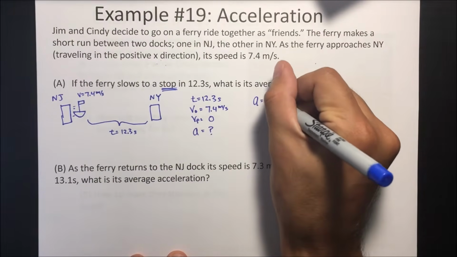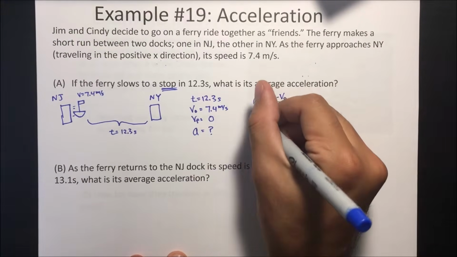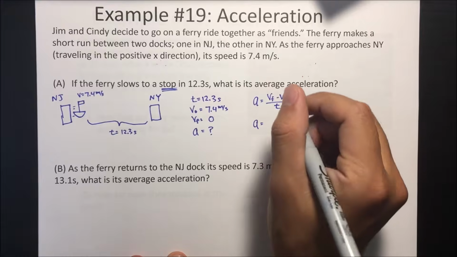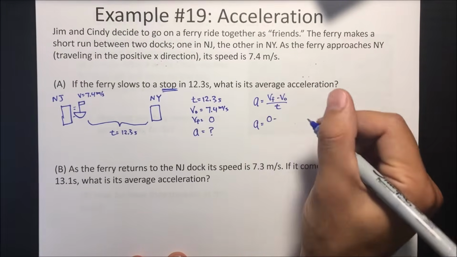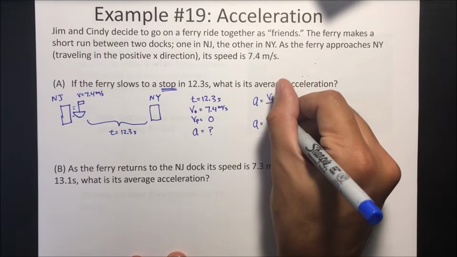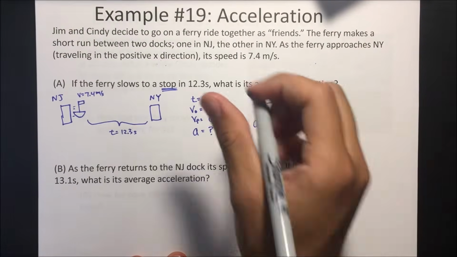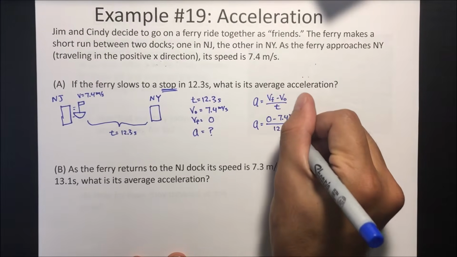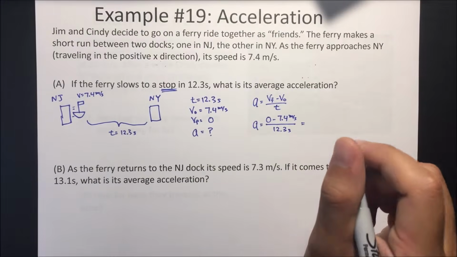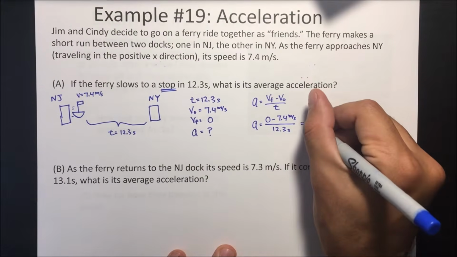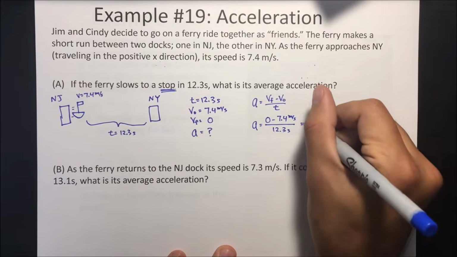Acceleration is equal to v final minus v initial over time. Acceleration we don't know, we're looking for. V final is equal to 0 because it comes to a stop. V initial is 7.4 meters per second. And time is 12.3 seconds. We do some math and we find that our answer is negative 0.6 meters per second squared.